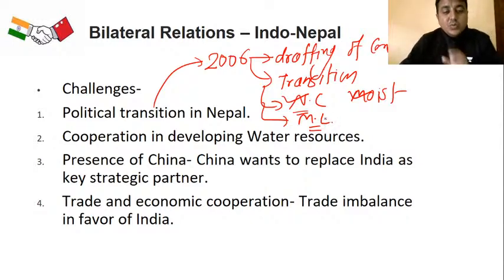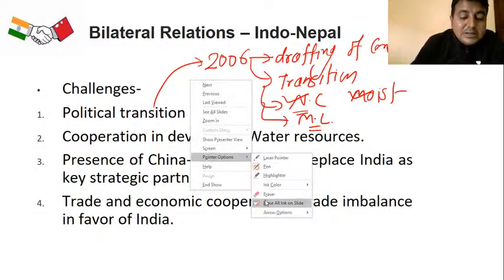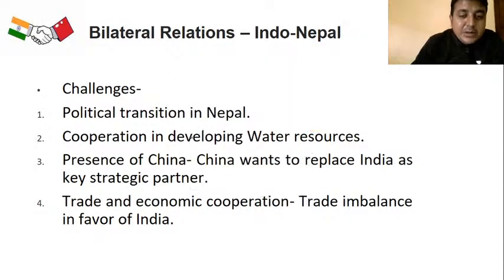Clear? So it was very difficult for us to establish a relation with them, because with the frequent change of government, it's very difficult for us to develop such relations. Clear? So that is the first challenge, that there was a political transition and instability going on in Nepal. So it's very difficult for us to establish a relation.